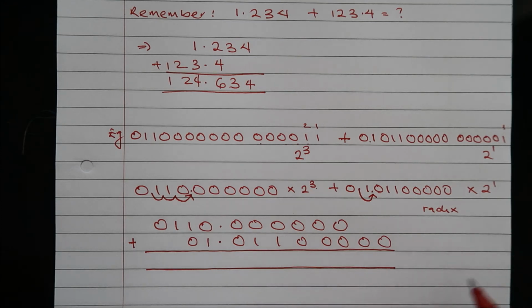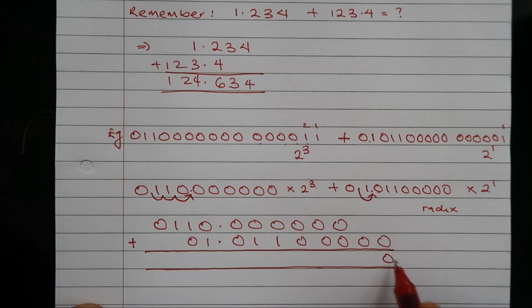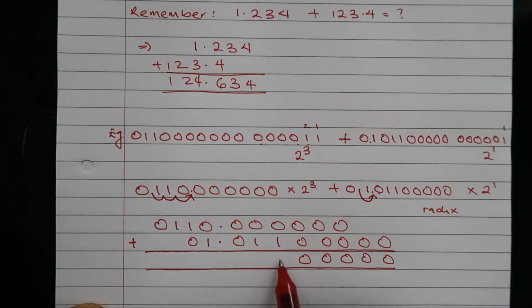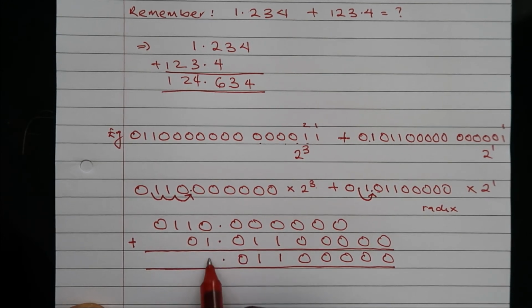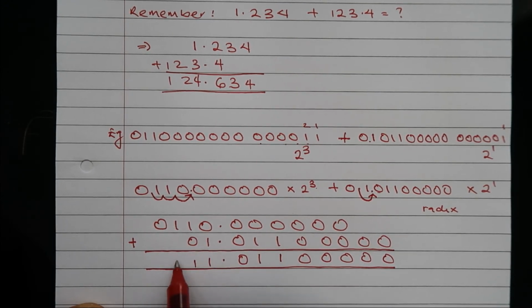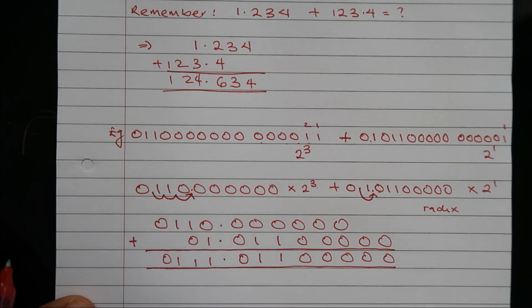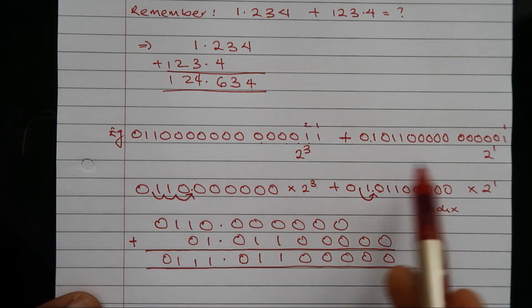To add the values, I would have 0 0 0 0 0 1 1 0.1110. Remember, I would have recurring zeros in front there. So this is our answer when we add both values together.